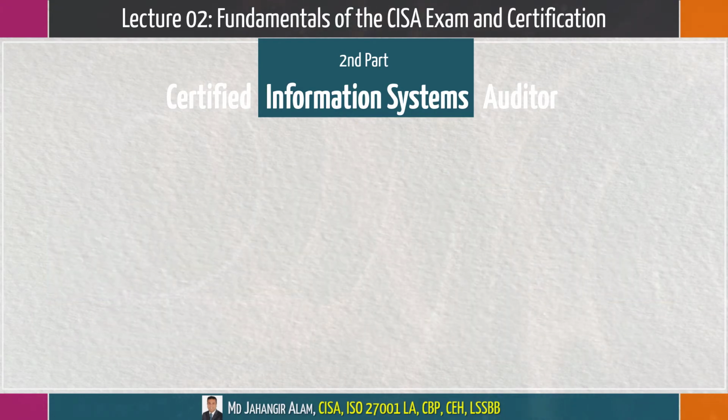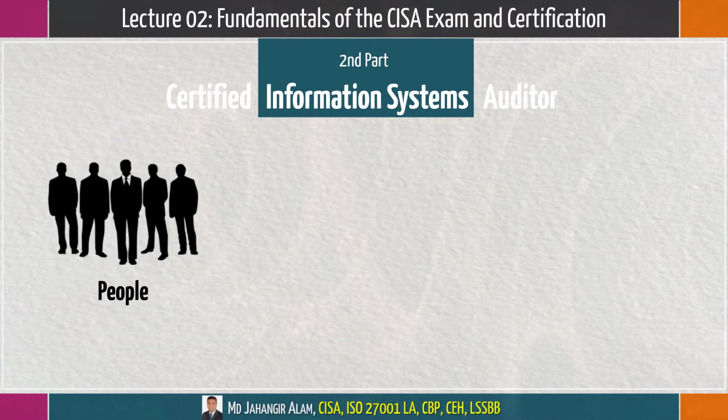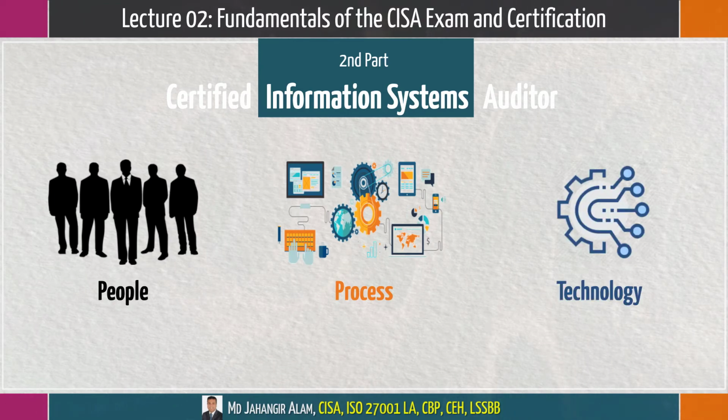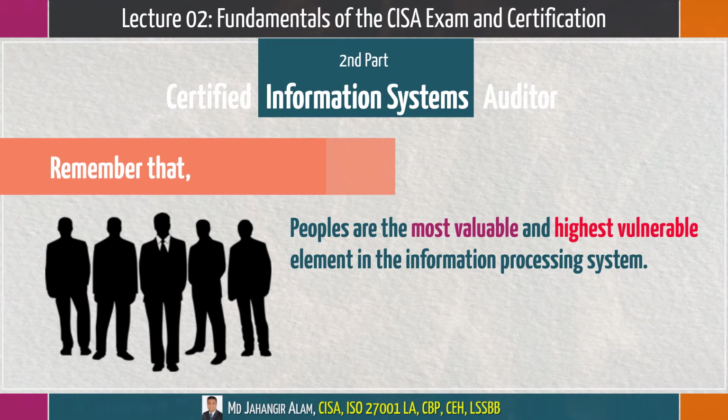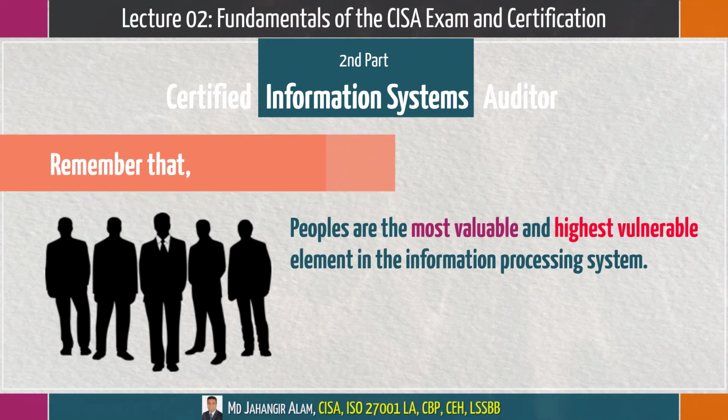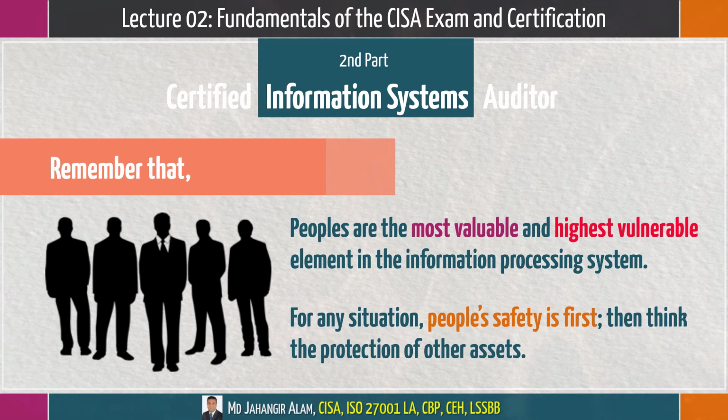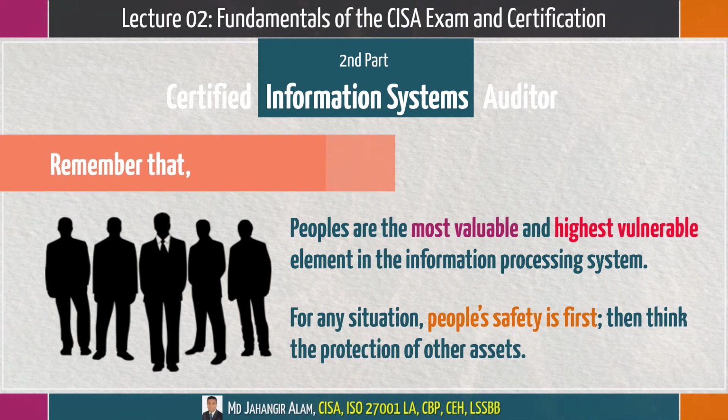There are 3 elements in the information processing system: people, process, and technology. To recall it easily, memorize PPT. The first P is for people, the second P is for process, and the T is for technology. To solve any CISA question, first think which elements are involved with the target information processing system. Remember, people are the most valuable and highest vulnerable element in the information processing system. For any situation, people's safety comes first. Then think about the protection of other assets.